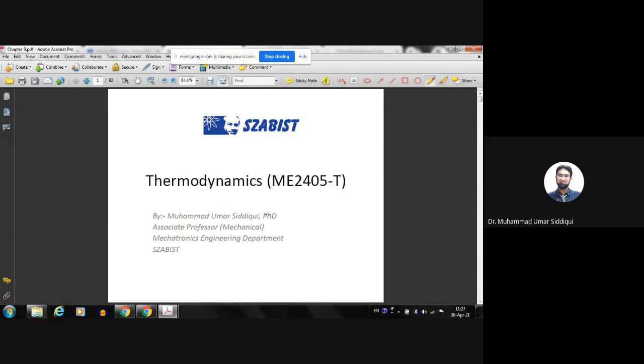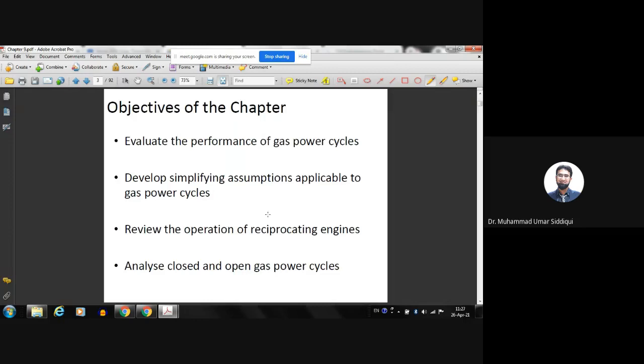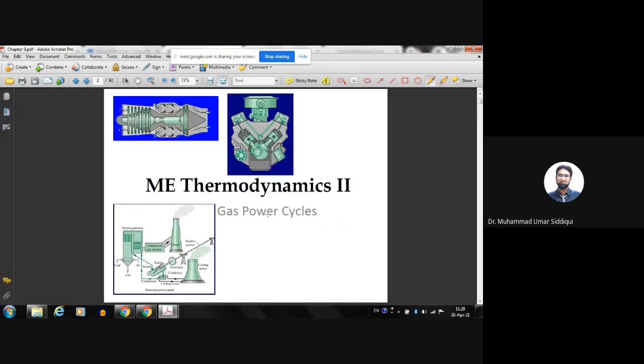So let's start with our lecture on gas power cycles. We call them gas power cycles because air is used. What's the major difference between gas and vapor? We say vapor is something which changes phase. Sometimes it is in liquid form, then we can convert it into gas form, and then the gas can be converted back into liquid. Whenever something is changing phase, we call it vapor, and whenever something is not changing phase, we call it gas. Here we say gas power cycle because we are using air as a working fluid, and the air remains gaseous and does not convert into liquid during any part of the cycle.